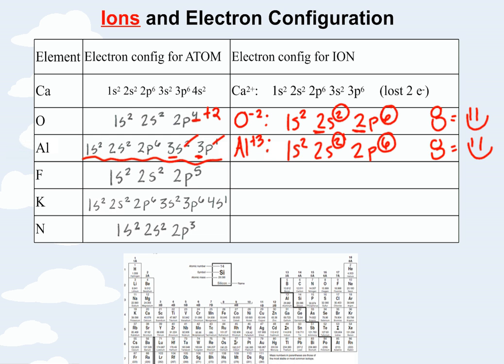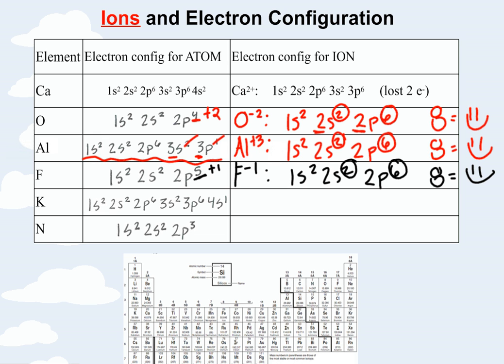Okay, and then we've got fluorine. So what does fluorine do? Fluorine is going to gain 1 electron. Right now, as a neutral atom, it ends in 2p5. So we've got 1s2, 2s2. When we add an electron, it becomes 2p6. This is interesting. 8 valence electrons, but right now the oxygen ion, aluminum ion, and fluorine ion all look the same.